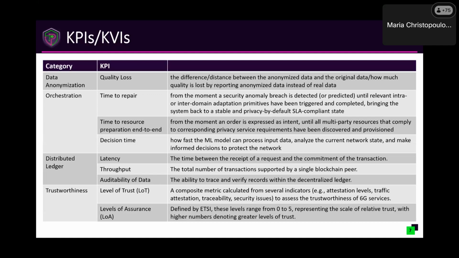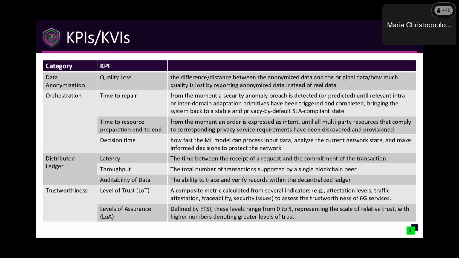Also some KPIs. Wrapping up. Essentially, these are the last ones. On the distributed ledger, there is some discussion about including distributed ledger and SIG-III. So distributed ledger has latency and throughput as some KPIs that essentially show the time between the receipt of request and the commitment of the transaction. So we can use latency and throughput, for example, to assess whether some mechanisms affect our system. And finally, the trustworthiness, the KVI.